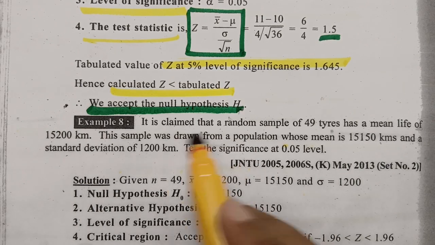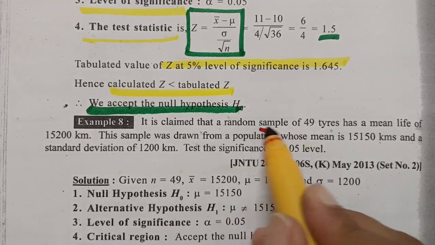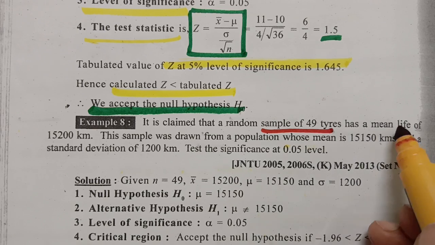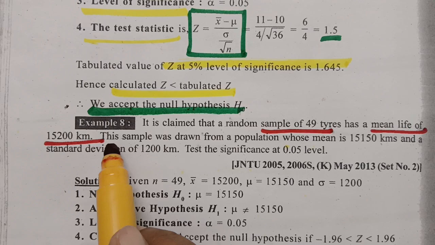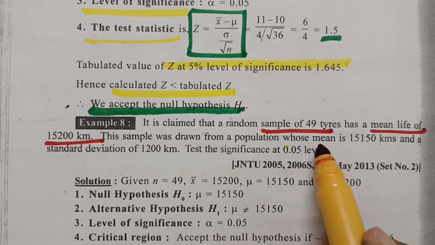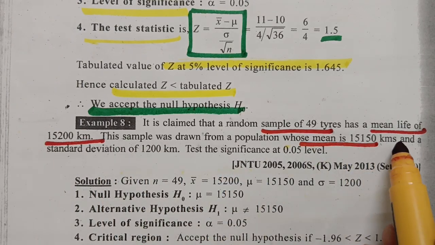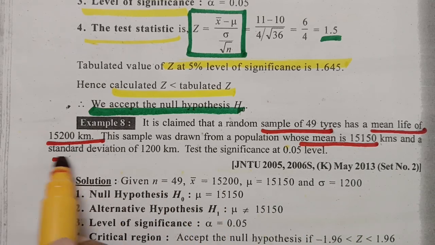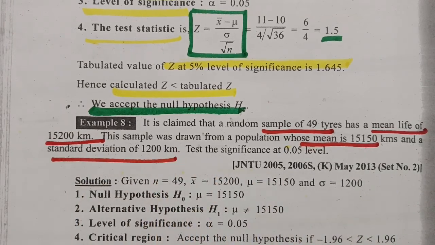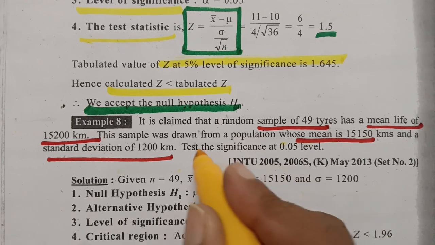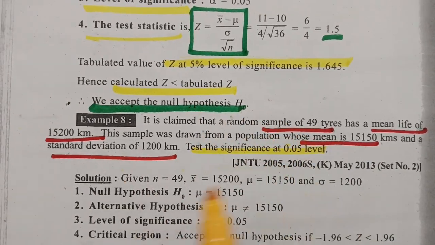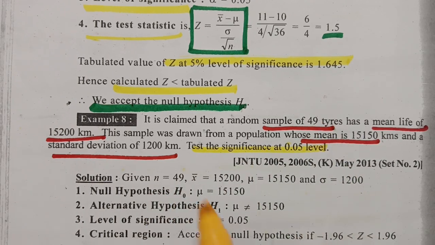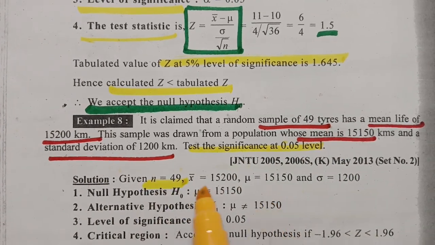It is claimed that a random sample of 49 tires has a mean life of 15,200 kilometers. This sample was drawn from the population whose mean is 15,150 kilometers and standard deviation is 1200 kilometers. Test the significance at 0.05 level. See here, these are all given. N is equal to 49.